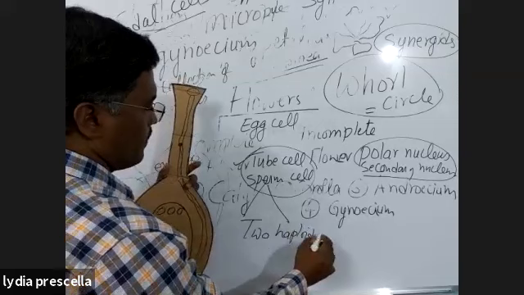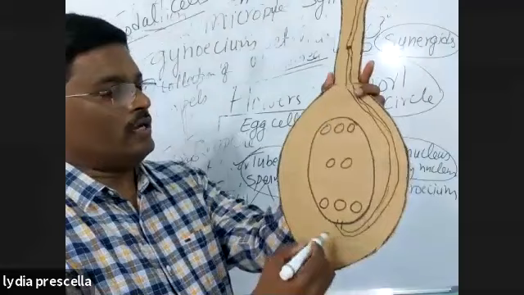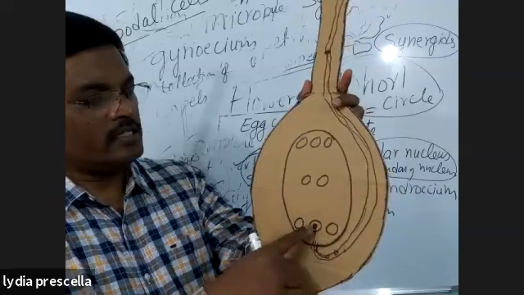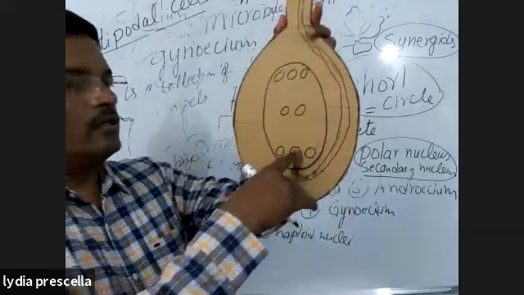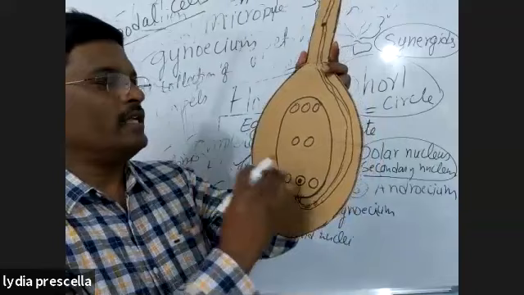One sperm cell becomes two parts, and it will go inside. Here two parts are there. One part will go and join with the egg cell. This is the egg cell. So this is one fertilization. Joining of sperm with the egg cell is called one fertilization. And that will form zygote, and the zygote will form embryo. And the embryo will grow into new plant.